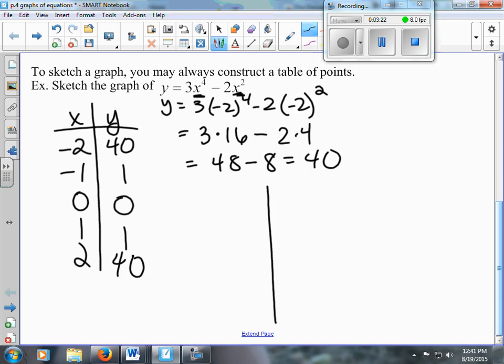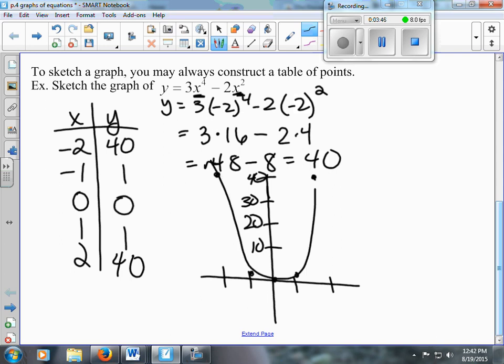And so now I can sketch a really quick graph. I only have 5 points that I'm going to plot. Those are the only 5 points I determined. Okay, so negative 2, 40, negative 1, 1, 0, 0, 1, 1, and 2, 40. And so this looks like a parabola. It's not a parabola, it's fatter at the bottom, but it looks like a parabola. And there is a sketch of the graph.